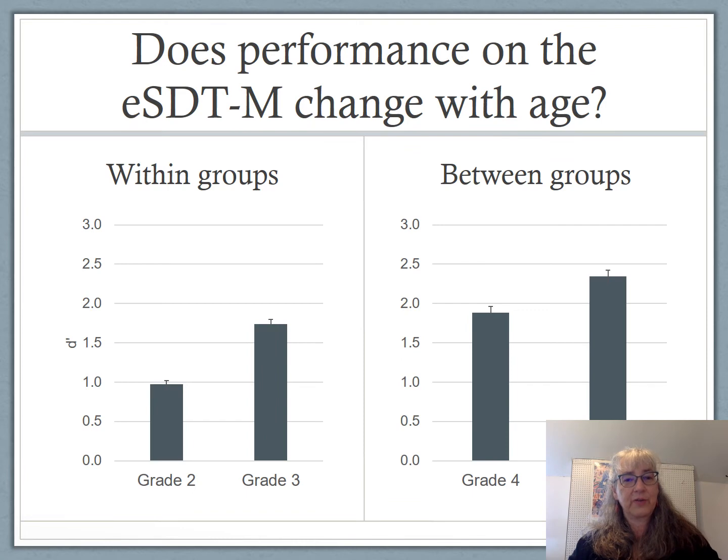Does math orthography performance improve with age? The answer is yes. As shown on the left, the D prime score increases significantly from grade 2 to grade 3. And as shown on the right, it increases significantly between grade 4 and grade 6.